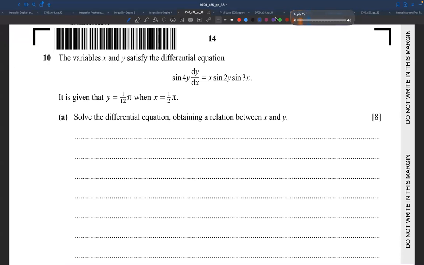In question number 10, it says that the variables x and y satisfy the differential equation. It has been given that y is 1 upon 12 pi when x is equal to 1 upon 2 pi. Solve the differential equation. Now, to solve the differential equation, the first thing we have learned is we'll bring the y terms together. So this is sine of 4y divided by sine of 2y dy is equal to x sine of 3x dx.